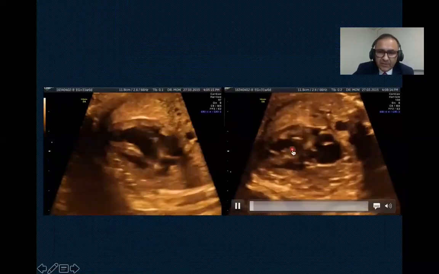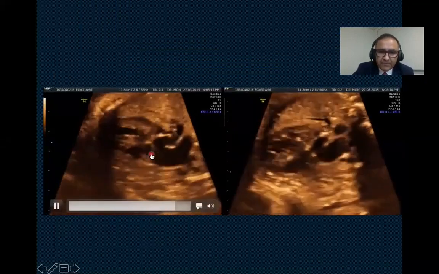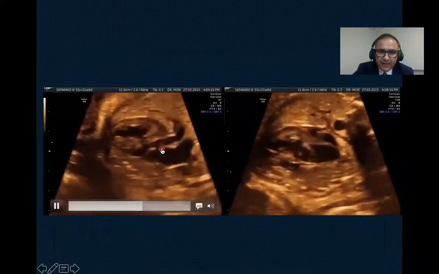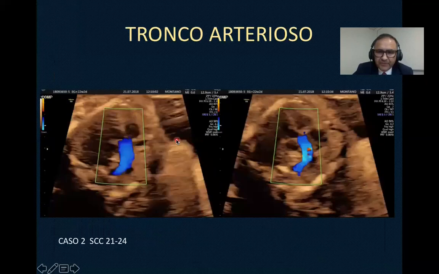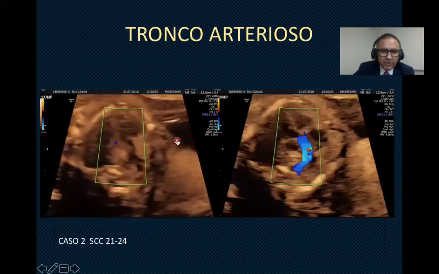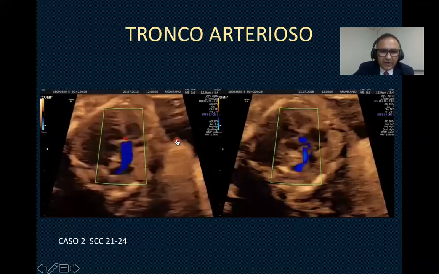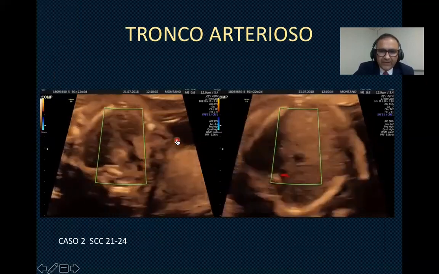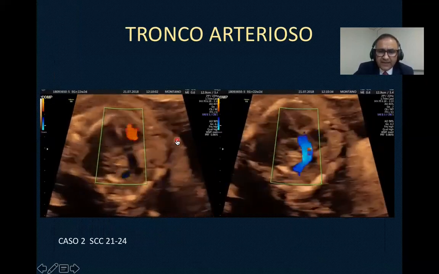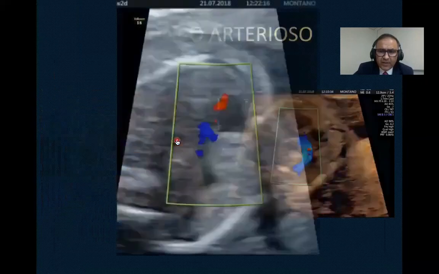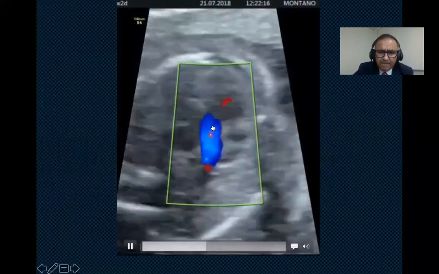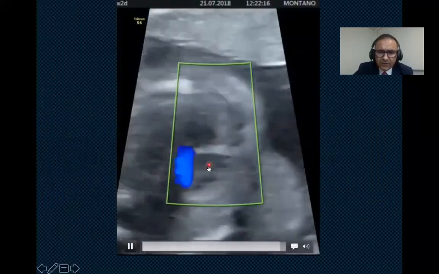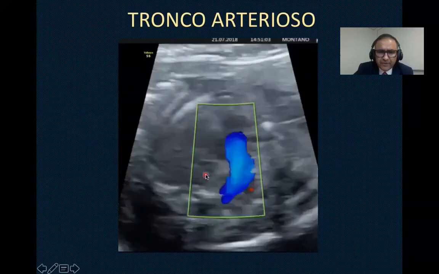Here we see the truncal valve again, and after the valve, this vessel, which would be the pulmonary artery. Type 1 truncus arteriosus. Another example, antegrade flow, a vessel emerging from the center of the heart. In this case, the pulmonary trunk or the pulmonary branch cannot be seen. Here, a large vessel emerging from the center of the heart can be seen more clearly, which in this case was interpreted as a truncus arteriosus.